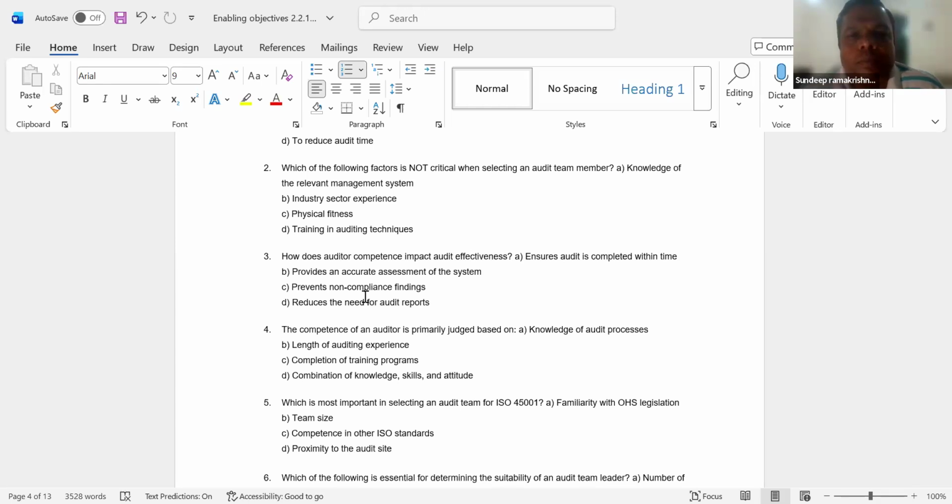The competence of an auditor is primarily just based on knowledge of audit process, length of auditing experience, completion of training program, and combination of knowledge, skill, and attitude. Answer would be B. Combination of knowledge, skills, and attitude. Yes, sir. I think it's knowledge of audit process.